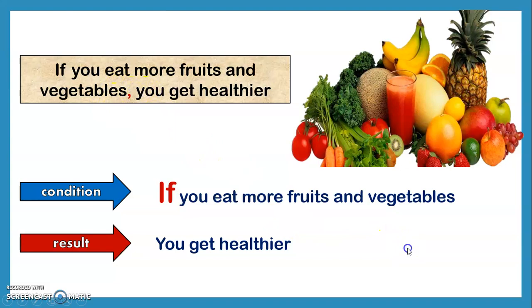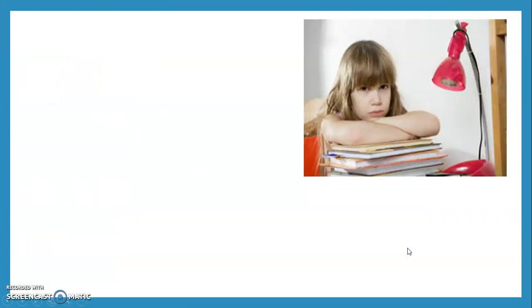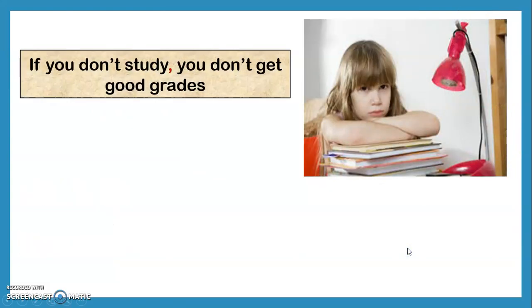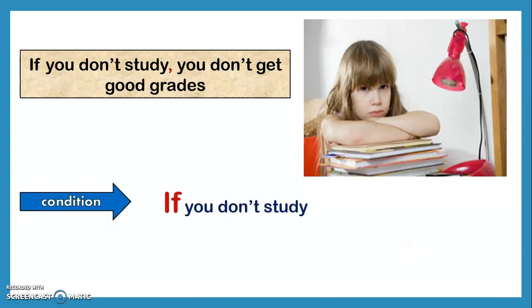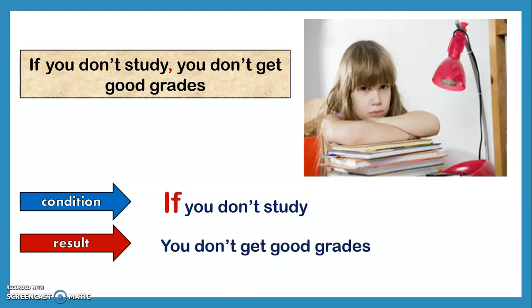Okay, let's continue now. Okay, here, look at the girl. If you don't study, you don't get good grades. What is the condition here? Yes, if you don't study. And what is the result? Yes, you don't get good grades. Okay, so this is very important to know. Remember, when you start with if, you need a comma to separate both, no, the condition with the result.